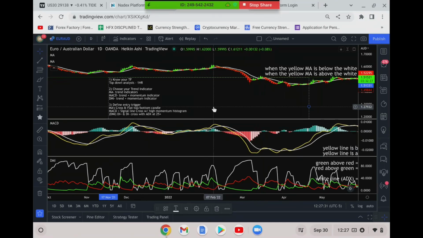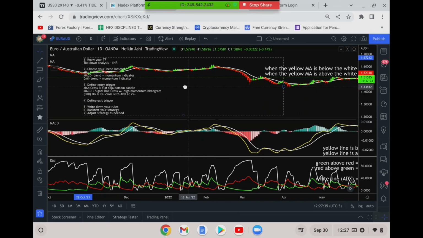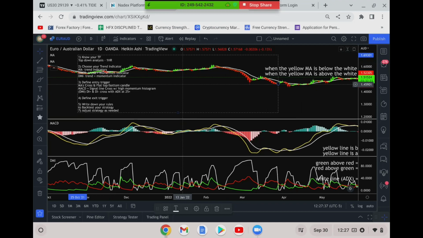So what's next on the list? Next is define an exit trigger. So if I'm being quite honest, you guys, I personally would not use any of these indicators as an exit trigger. So what I would personally do with a strategy like this is create my own exit trigger, which means give myself a take profit. I would go back and back test even the smallest moves in the market, right?